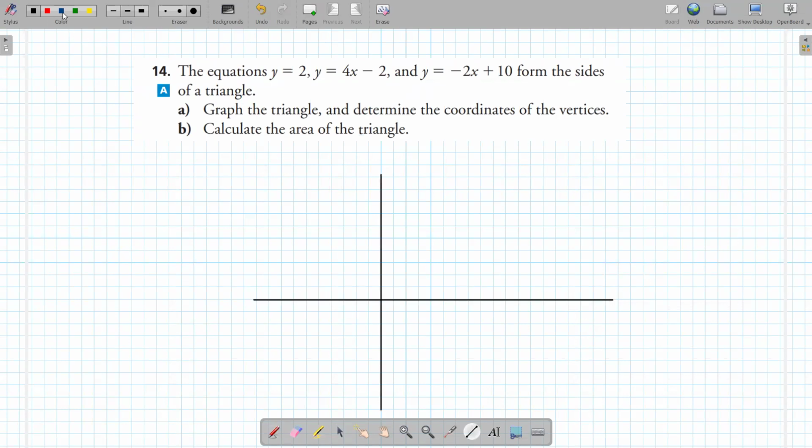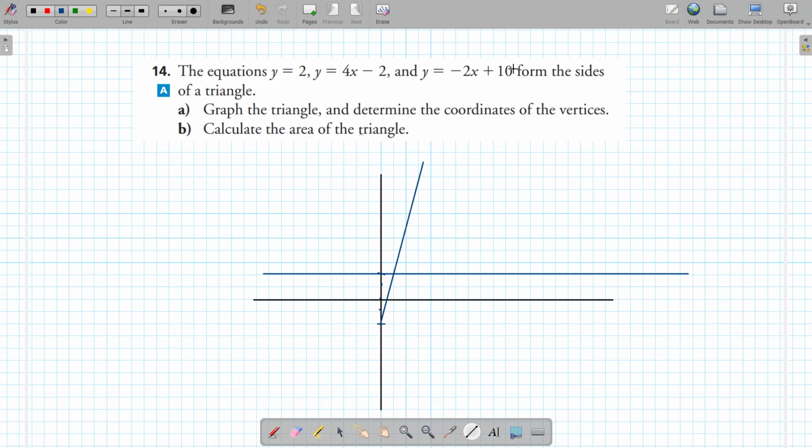All right, so how do you graph y equals 2? The first equation there. It's just a horizontal line that goes through 2. So it'll look like this forever. 4x minus 2. So we know our y-intercept is -2. We start here, and then we go 4 units up. 1, 2, 3, 4, and then we go 1 unit across right there.